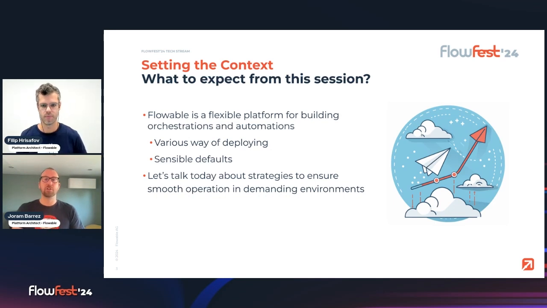So first of all, Flowable is a software platform where you can build new software. You can build orchestrations, automations, and there's a variety of ways you can deploy Flowable, meaning you can run it standalone, which means a jar or a war. You can run Docker, you can use Kubernetes, you can build a custom Spring Boot project. And we try to ship those with sensible defaults, which means that we try to make those defaults work in all these different ways.